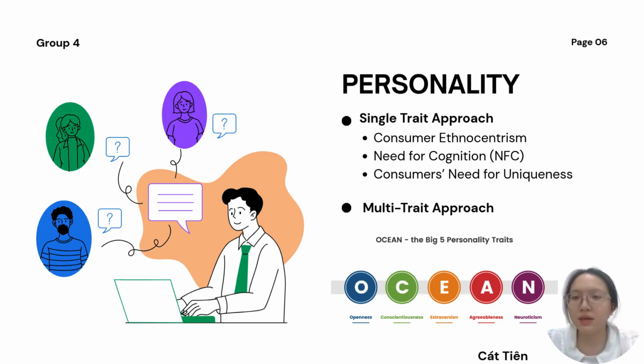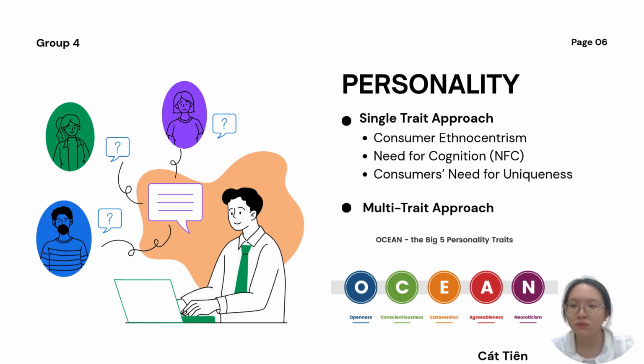Personality in consumer behavior is commonly studied using two approaches, the single-trait and the multi-trait approaches. The single-trait approach focuses on one dominant personality characteristic at a time. Examples include consumer ethnocentrism, which affects preference for domestic products, need for cognition, which reflects how much consumers enjoy thinking and processing information, and need for uniqueness, which drives preference for distinctive brands.